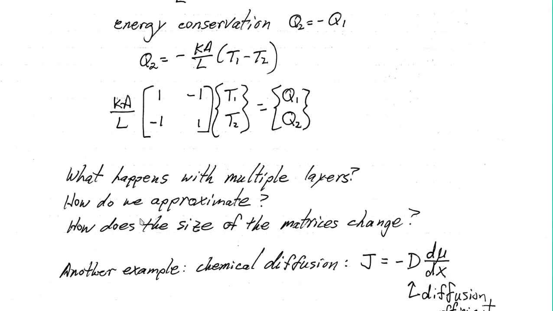So a few questions to think about is, what happens when you have multiple layers? How do you construct this? What will be the size if, let's say, you have two different materials bonded together? How would you solve this? What would the matrix look like?